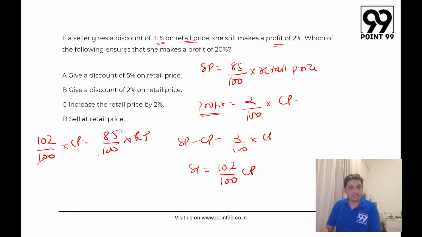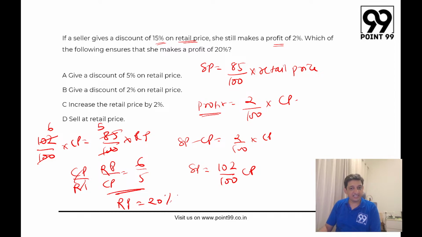नाउ आई नो दैट दीज 200s विल गेट कैंसल्ड आउट. 17 5s are 85, 17 6s are 102, ये मुझे मिल जाएगा. नाउ आई कैन से दैट कॉस्ट प्राइस अपॉन रिटेल प्राइस, और वी कैन से रिटेल प्राइस अपॉन कॉस्ट प्राइस इज 6/5. सो व्हाट कैन वी से? रिटेल प्राइस जो है इट इज 120% ऑफ कॉस्ट प्राइस, या 20% ग्रेटर दैन द सीपी.